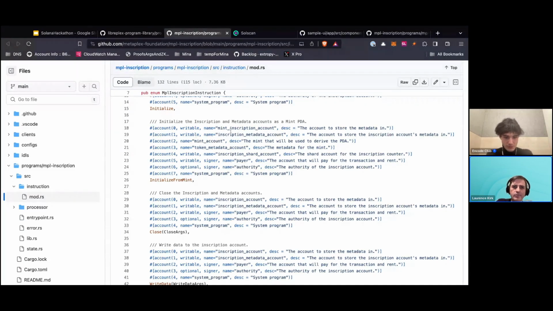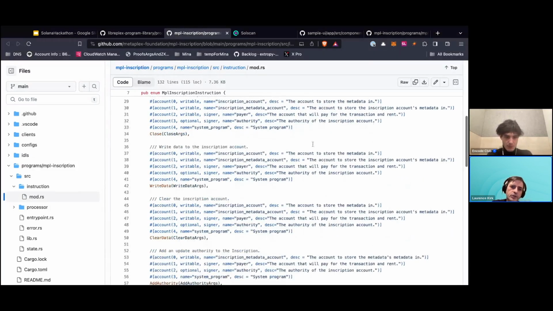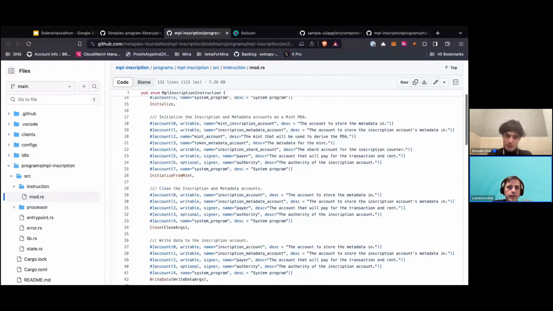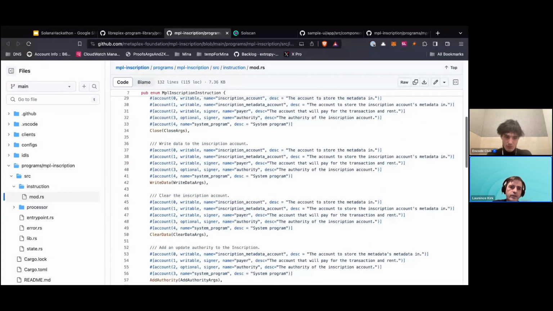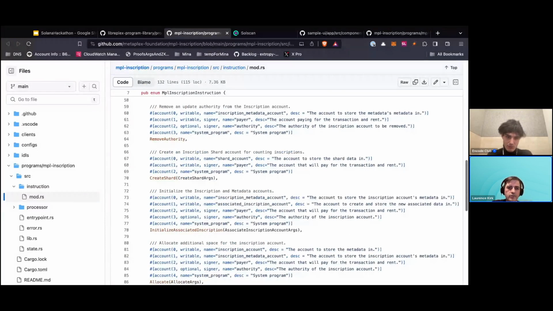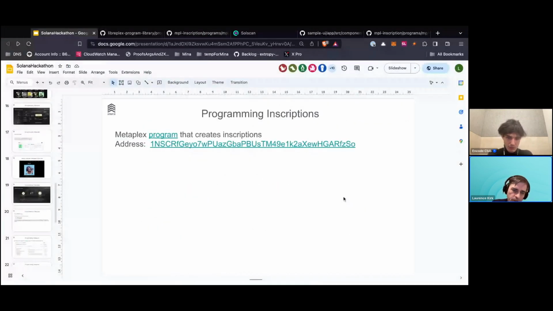The various authorities for that, the mint account, so which token this actually applies to, and the system program, which we need because we're going to be creating accounts, etc. So this gives you an idea, and you can see here the different functionality that is available: initializing, and then writing data into the account, changing authorities, etc. Okay. So that also may be useful for you.